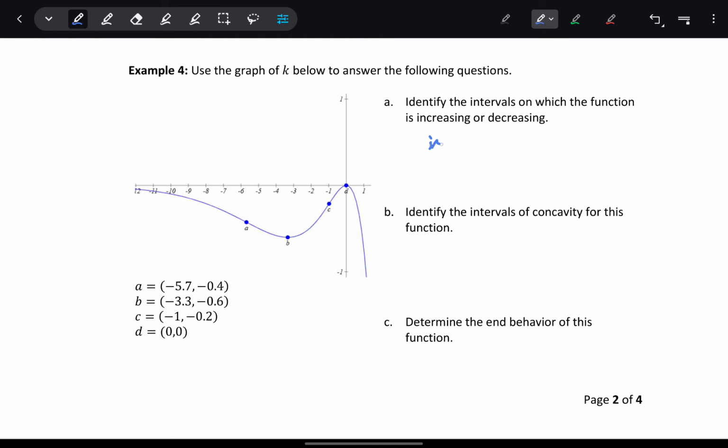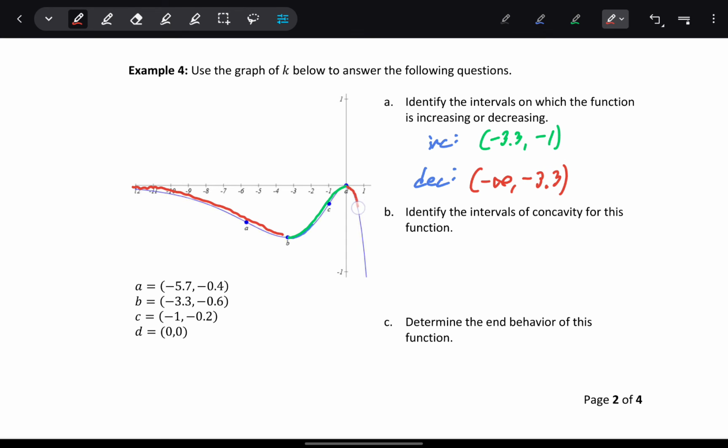In example 4, again, we'll start off with intervals of increase and intervals of decrease. Our function in this case is only increasing on this interval from point B to point D. So we'll say it's increasing from -3.3 to -1. And then it's decreasing from negative infinity down to B. So from negative infinity to -3.3. And then at D, it continues decreasing again. So we'll say union 0 to infinity.